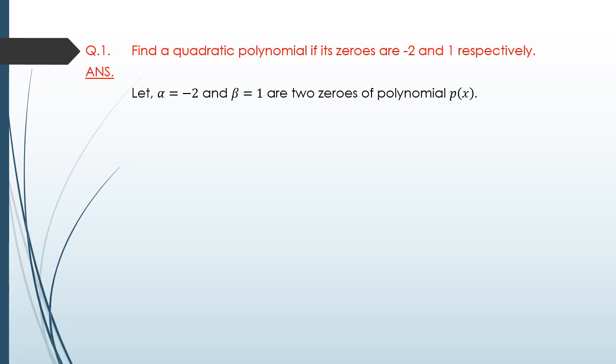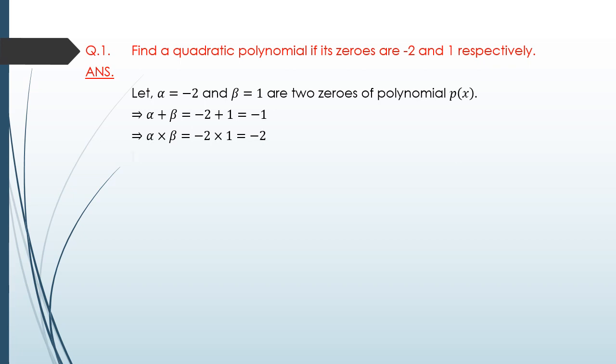Let alpha as -2 and beta as 1 be the zeros of the given polynomial p of x. In order to write the polynomial, first of all we'll require sum of the zeros, that is alpha plus beta, which is equal to -2 plus 1, which is nothing but -1. And second thing which we require is alpha into beta, that is product of the zeros, which is -2 into 1, which is nothing but -2.